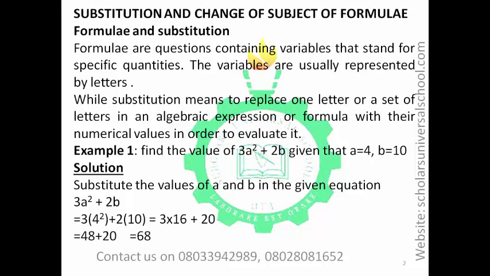So now, from the formula, we have some variables there. We have the base and we have what? We have the height. We can refer to all those letters as variables because they can change at any time. The base of one particular shape might be different from the other. So that is why we say they are equations containing variables that stand for specific quantities. The variables are usually represented by letters, just like the example I gave you initially.